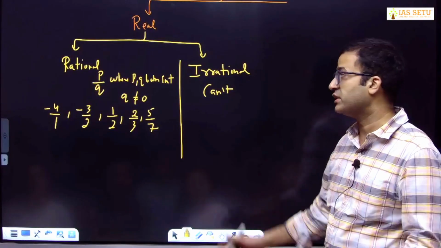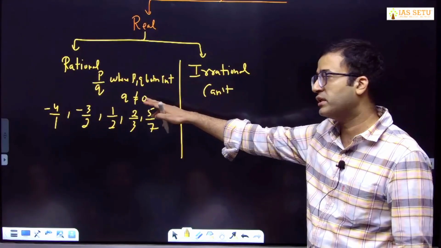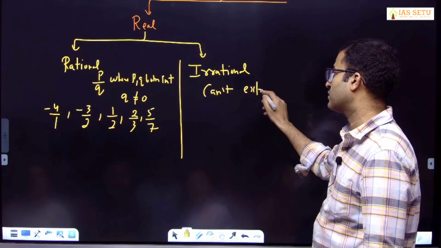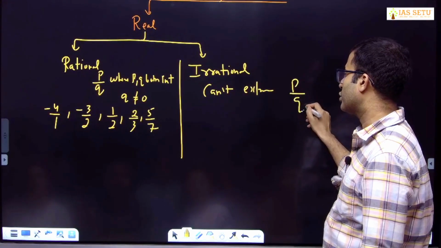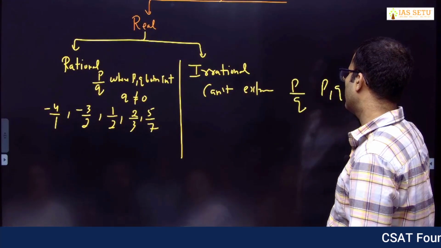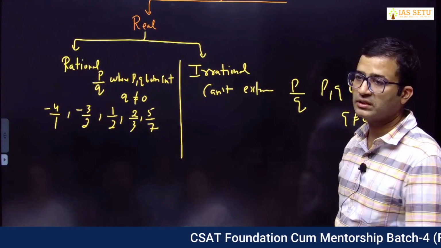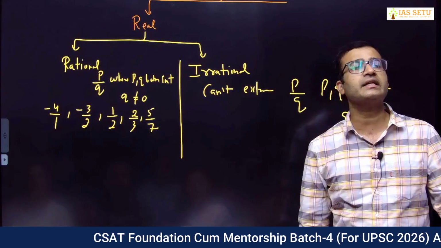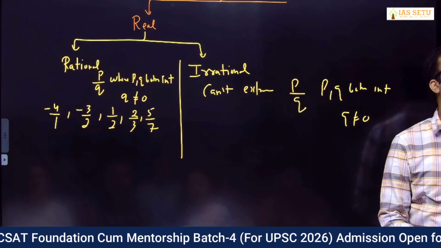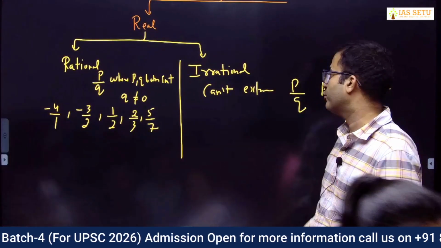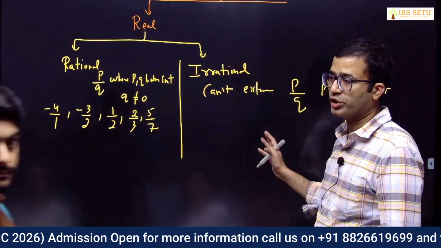The book's definition is written for irrational number, and for rational number it says "we can express". Here we cannot express in the form of p by q, where p and q both integer, q is not equal to 0. I will not say it is a wrong definition, but it is an incomplete definition. It says we cannot express it in the form of p by q, where p and q both integer, q is not equal to 0.